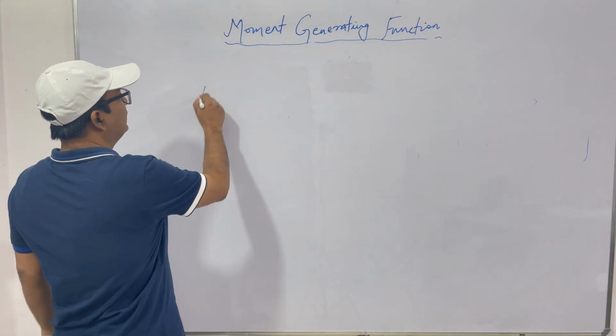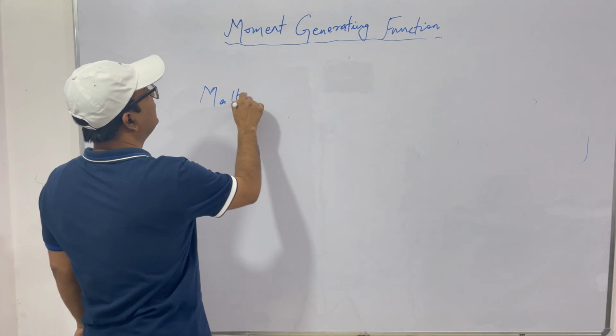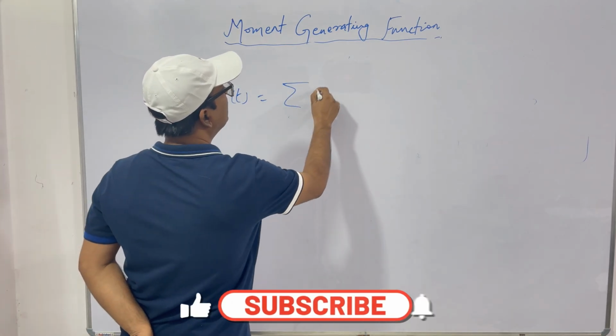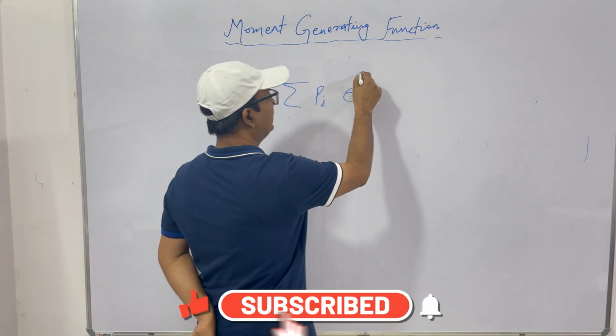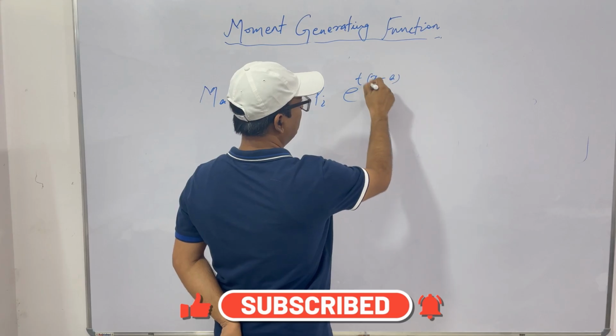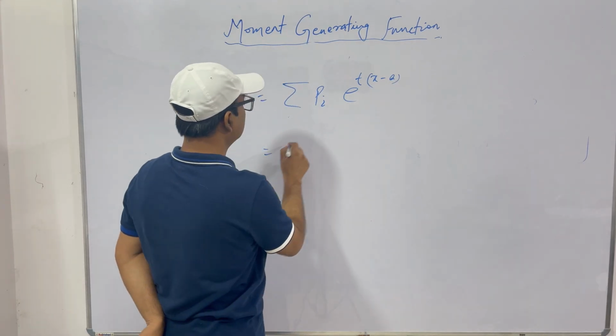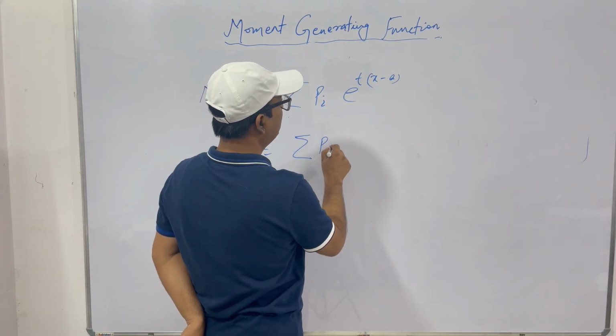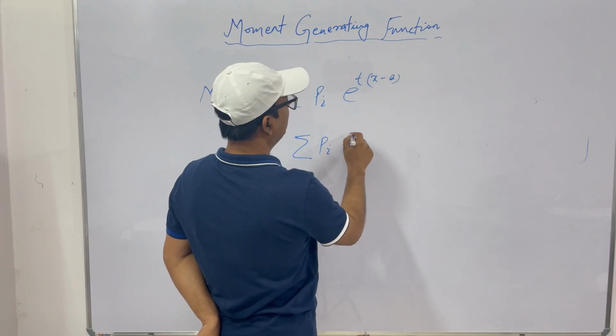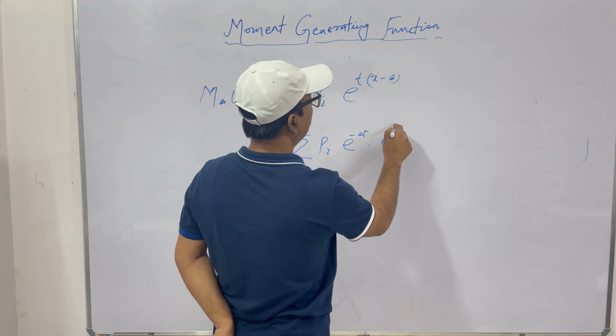See, we have written M_a(t) equal to the sum of p_i into e to the power t(x minus a), or we can write it like this, p_i into e to the power minus at into e to the power tx.